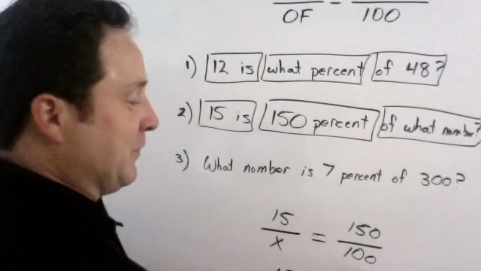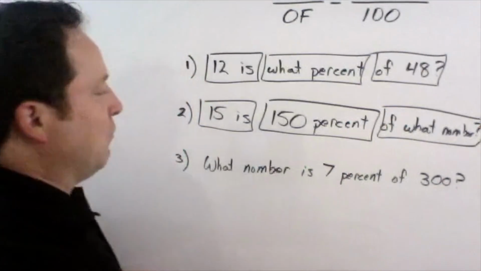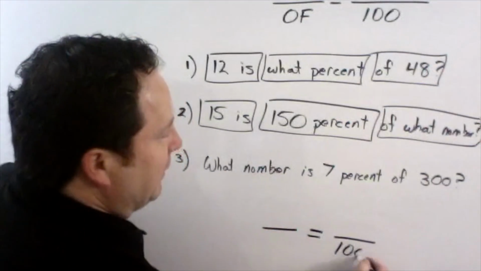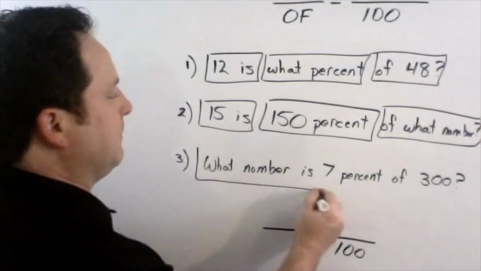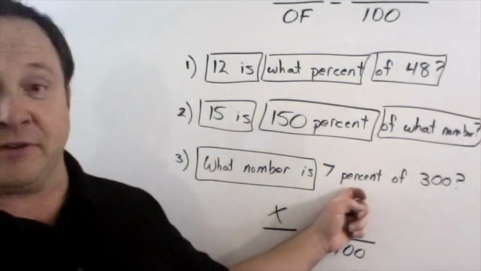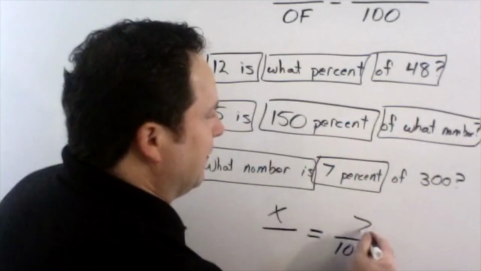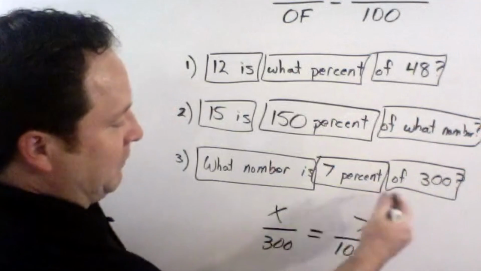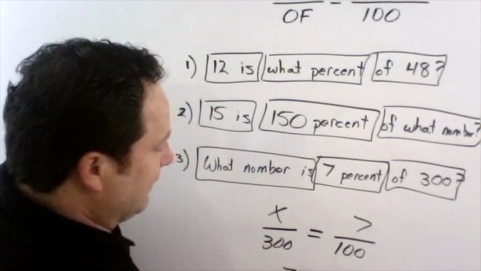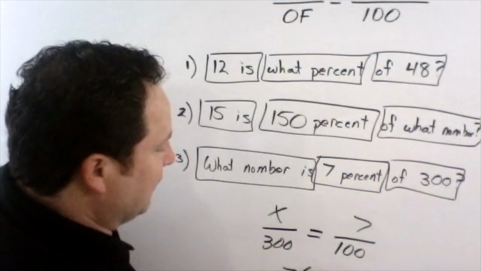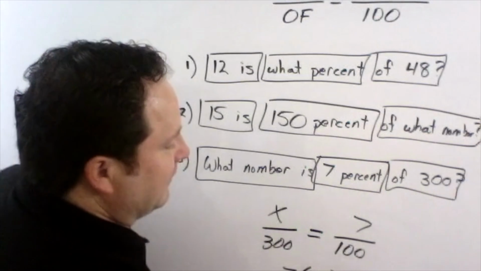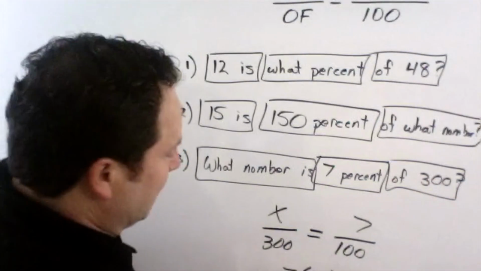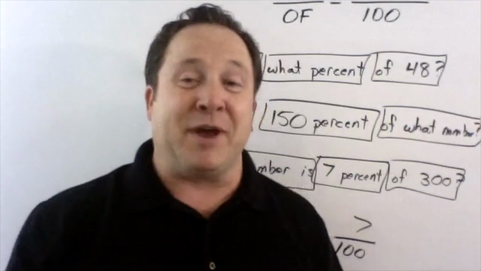Okay? And let's do the final one. So well, let's start by writing our equation. Put 100 on the bottom. What number is, so I'm missing the is part now, 7%, let's put the 7 in, of 300. So the of part is 300. So cross multiply. 7 times 300 equals 100x. Divide each side by 100. X equals 21. Okay, so those are just some basics.